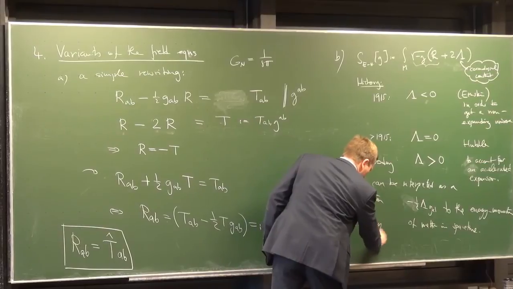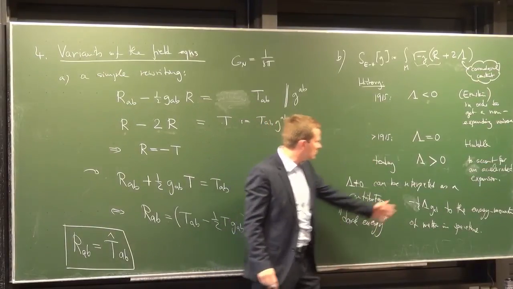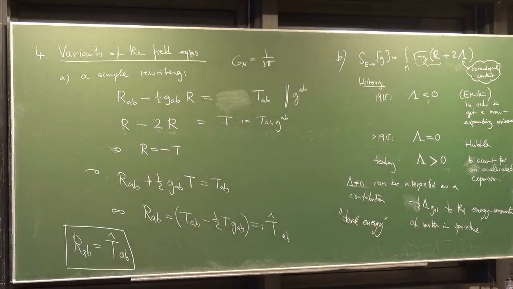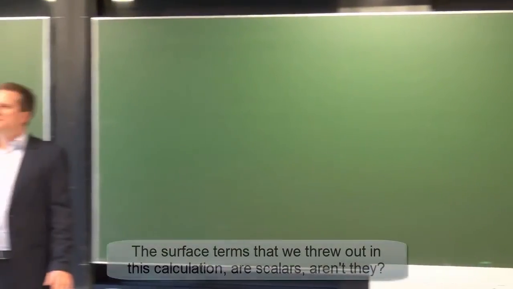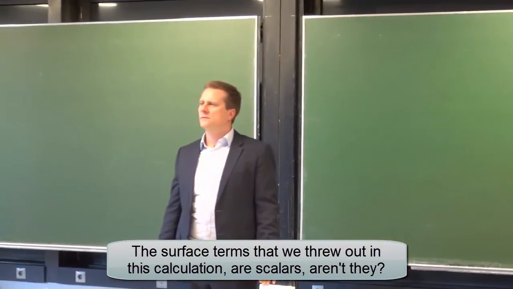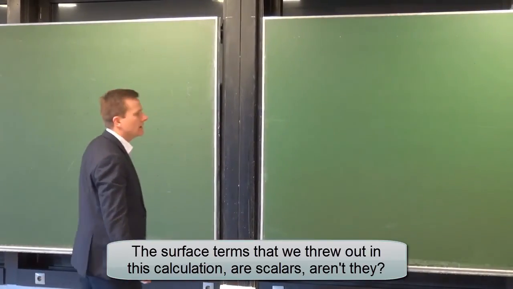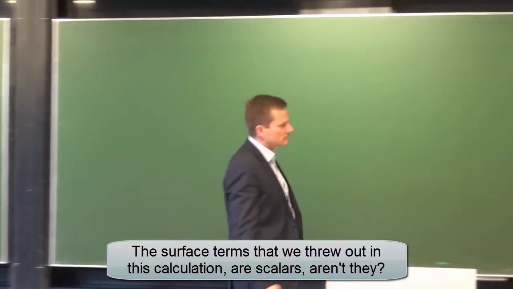It doesn't interact with anything, but it contributes to the curvature of space-time. That means it's dark. Yes? No, the terms that we threw out, the divergences are constants, which give us lambda.